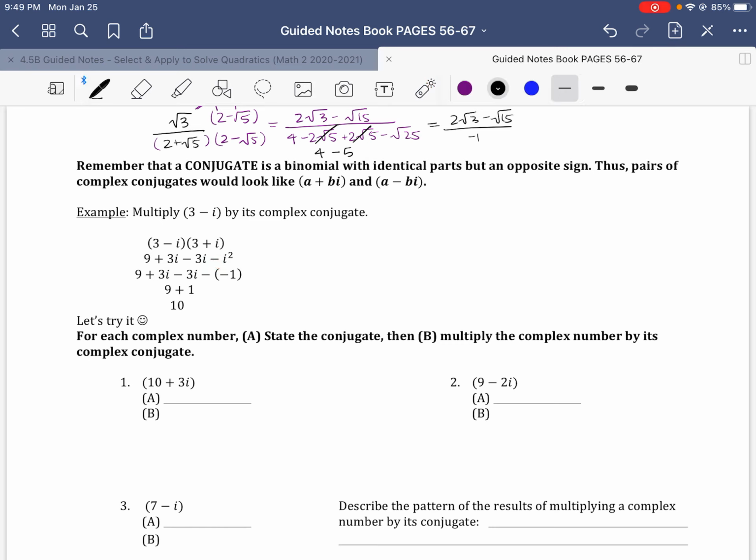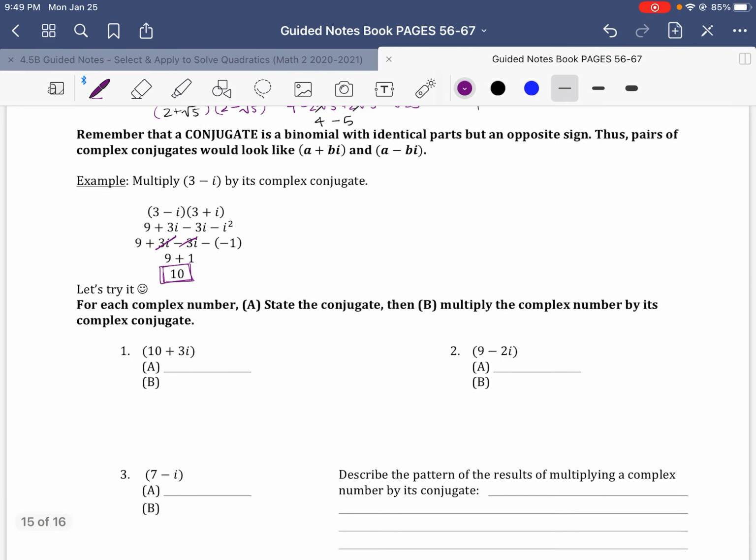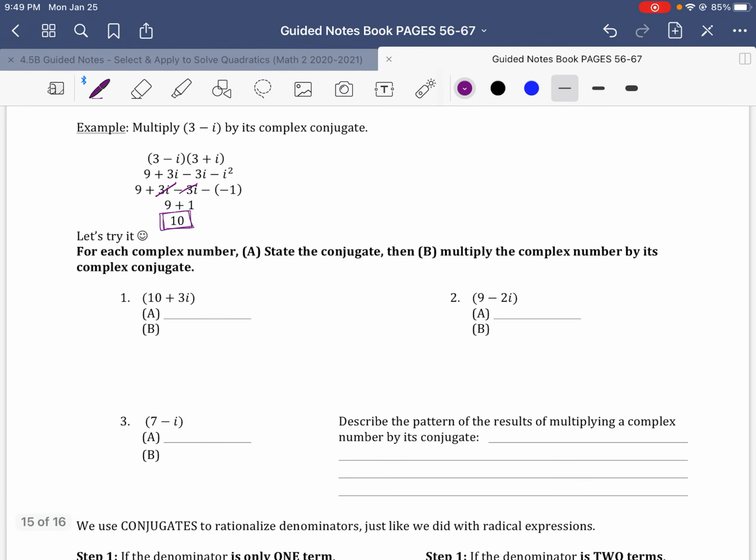So notice once again, just like with the radicals, those middle terms are going to add to 0, or we call that cancel out. And we end up with 9 plus 1, and we get a 10. Anytime you multiply a number by its conjugate, the imaginary piece goes away, and we're able to have our result be just a real number. So let's just try a couple of these. This says for each complex number, we're going to state the conjugate, then multiply the complex number by its complex conjugate.